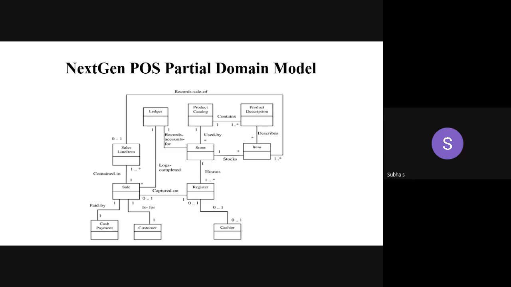So this is the partial domain model for the next gen POS. POS stands for point of sale. How a sale happens in a departmental store. Departmental store means you can think of a small shop or you can think of a big departmental store in a mall, anything. But it has some default classes. It must have some store, it must have items, product description, etc. So this is the representation of the partial domain model.